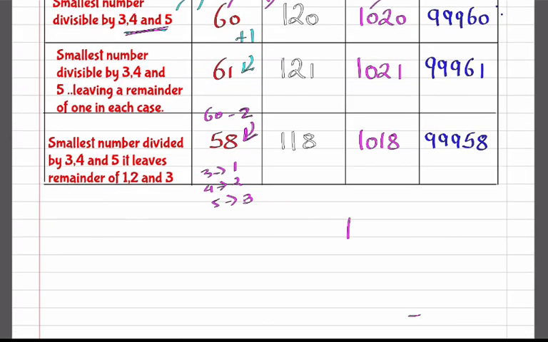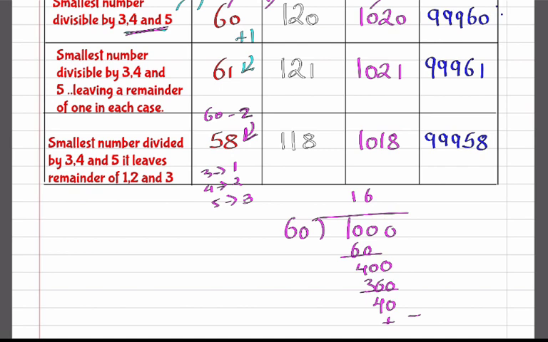Just take 1000 here and put a 60 here, the same method which we have done. 60 ones are 60. What are you left with now? 400. 6 sixes are 360. Okay, so what are you left with? 40. If you add 20 more to this, you will get the answer. So this is nothing but 1020.